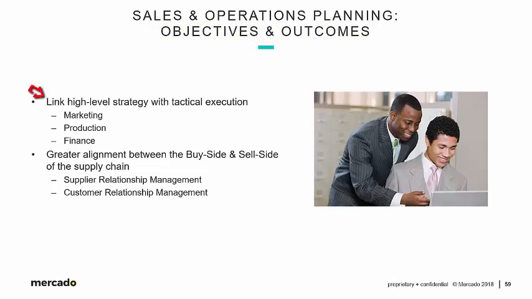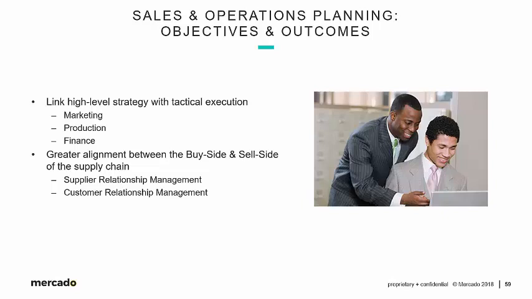Of course, we want to link high-level strategies with tactical execution. How are we doing in marketing? Are our marketing efforts paying off? What's going on in production, whether we produce ourselves or outsource? And how do we finance all of these activities? Because S&OP is nice, but if we can't finance the adjustments that we're making in our supply chain based on S&OP activities, there's going to be a problem.